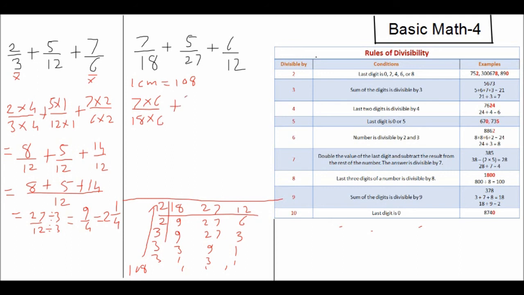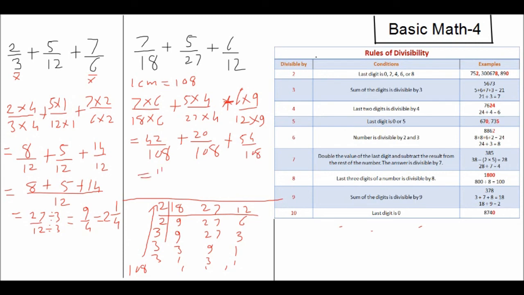Here also 27 4s are 108, so we have to multiply and divide by 4. Here 12 9s are 108, right? So we will get 6 into 9 upon 12 into 9. So what numbers are we going to get? 42 upon 108, right? Plus 20 upon 108 plus 54 upon 108. After adding, you get 118 upon 108.